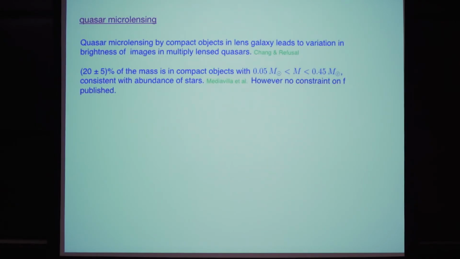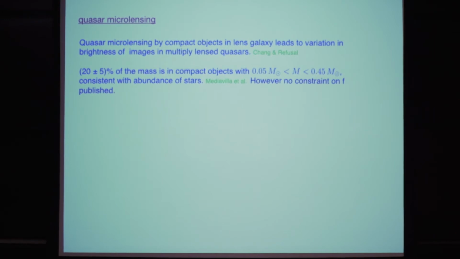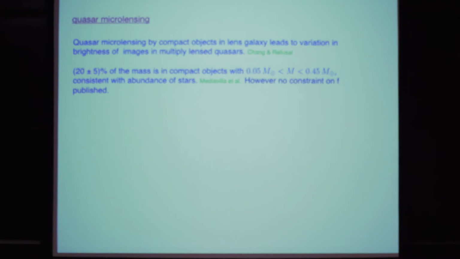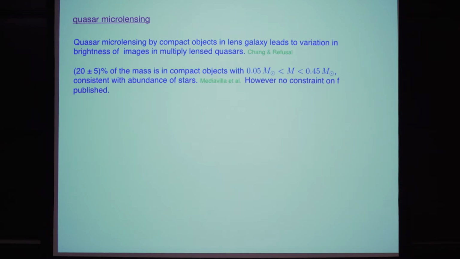There are other lensing constraints, and this one is actually slightly frustrating. Compact objects around the solar mass could microlens quasars. The idea here is that you've got multiply lensed quasars, so you get quasars with multiple images that are resolvable. What the microlensing does is affect the brightness of the individual images.